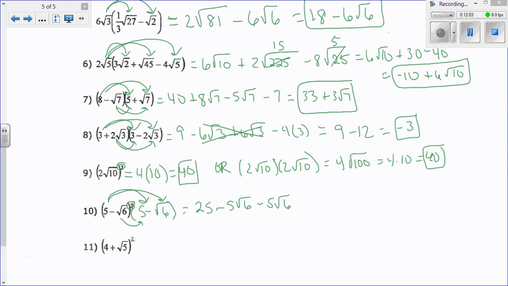And then I'm going to take negative radical 6 times negative radical 6, which will become a plus. Radical 6 times radical 6 is radical 36, which simplifies to 6. Now I'm just going to combine like terms. 25 plus 6 is 31. Negative 5 radical 6 and another negative 5 radical 6 is a negative 10 radical 6.